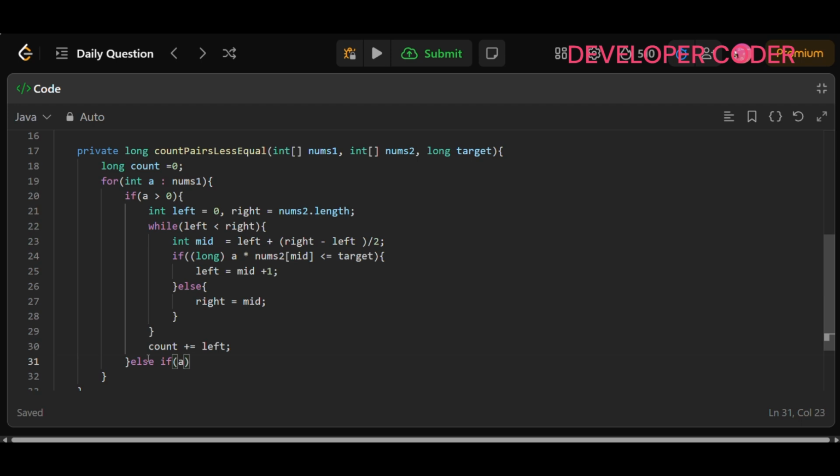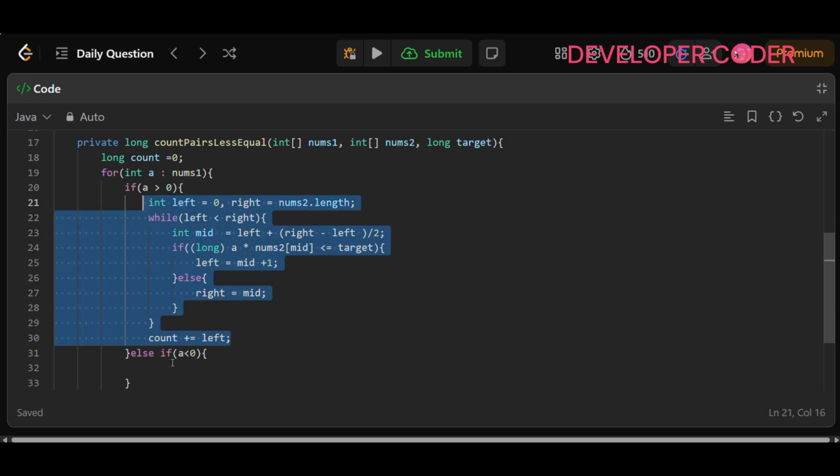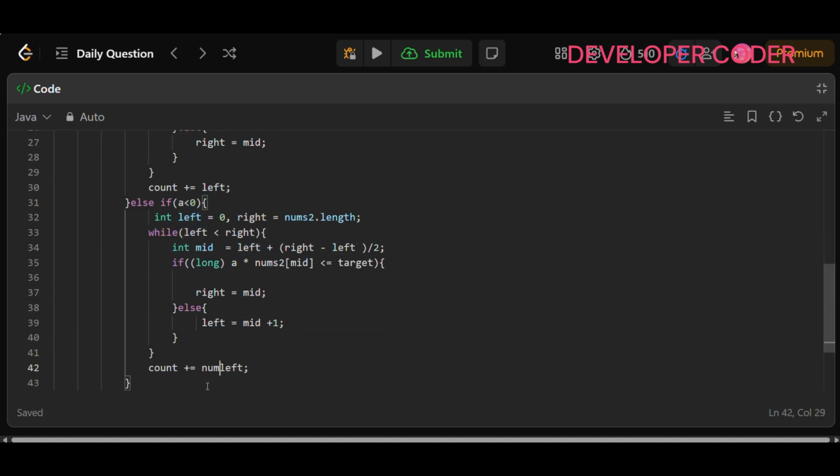the first heading: a is less than 0, okay. So if a is less than 0, then what you need to do is just copy this, nothing else, Control C, and here Control V, okay. So here int left is 0, right is this, while left is less than right, you get mid, and here you multiply. Since this is the negative case, here you have to write right is equal to mid, and left is equal to mid plus 1. And here the count update is nums2.length minus left, okay, done.